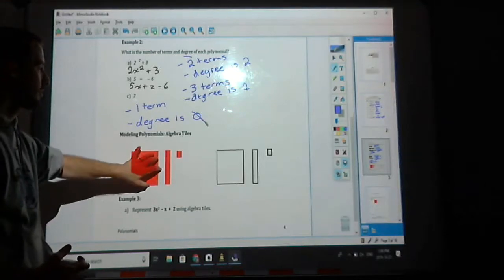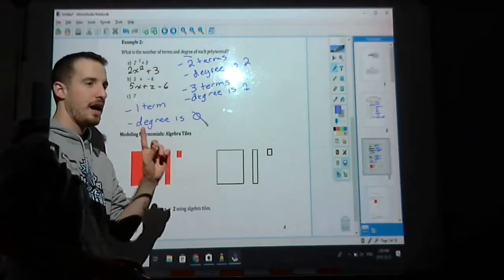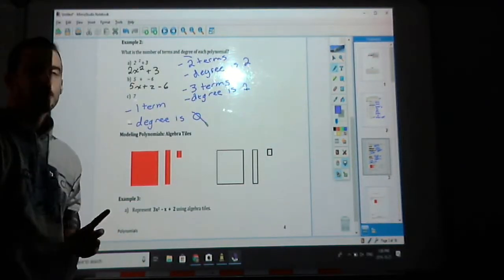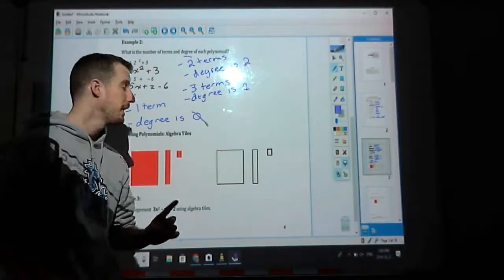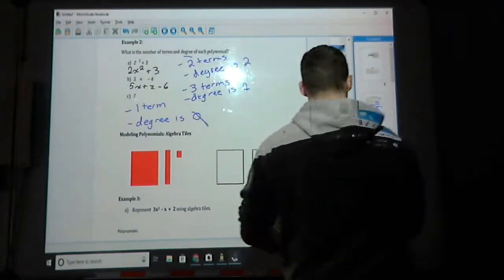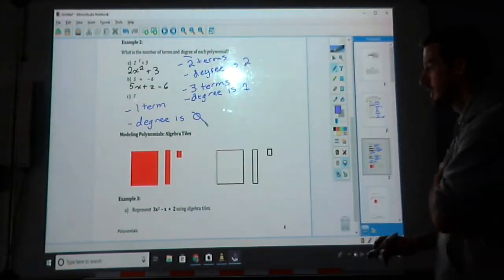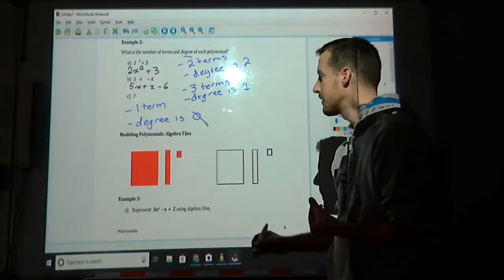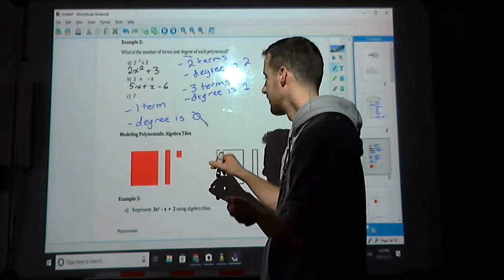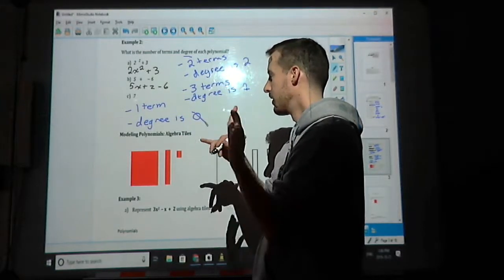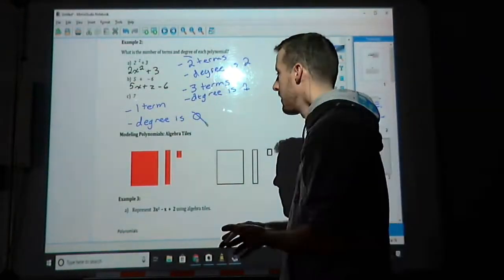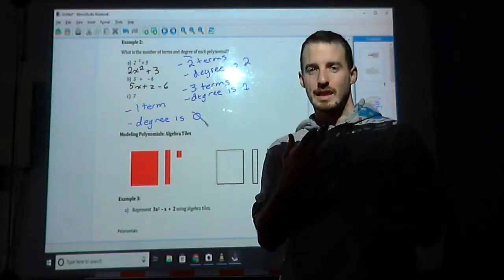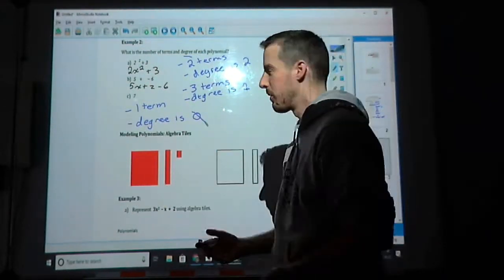Modeling polynomials with algebra tiles. I know you learned this in grade 7 or 8, but we're definitely going to recap it because I'm sure it's been a little while, and we want to make sure you understand it because you will definitely be expected to know it. When we use algebra tiles, it doesn't matter if it's black or red or blue, as long as you are consistent, or if it's given to you, then you use the example that was given.